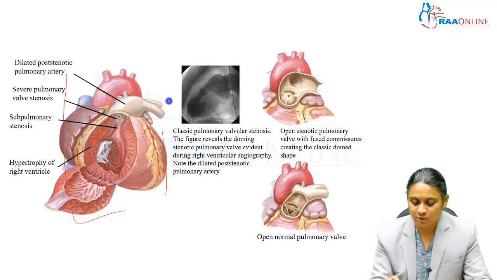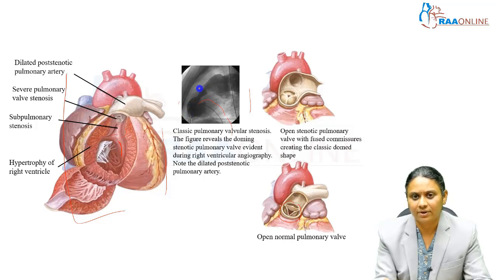So this is the right ventriculogram in a lateral view. You can see the sternum here, so the vertebra will be here. Through the venous axis, through the RA and the RV, when the contrast is injected into the RV, you can see the hypertrophied RV, and this is the valve which is doming, and subvalve also there is an obstruction. This is the infundibular obstruction. Subvalve is also called infundibular obstruction, and there is post-stenotic dilatation of the pulmonary artery. This is a classical picture of doming pulmonary valve stenosis.